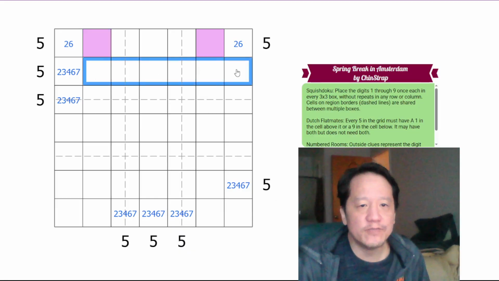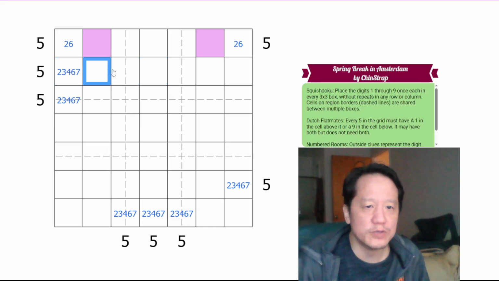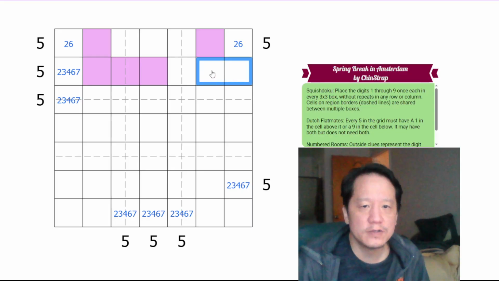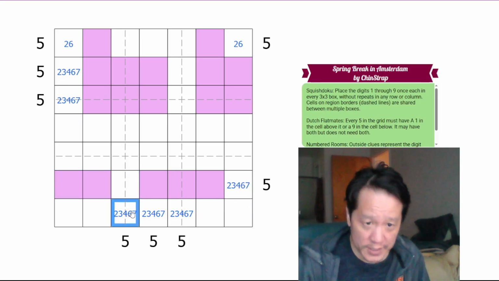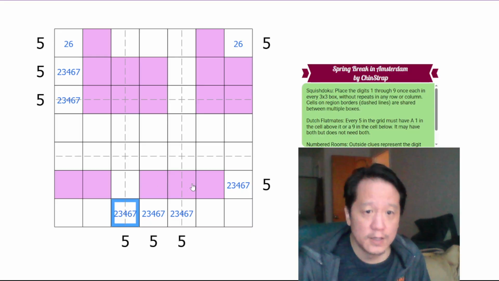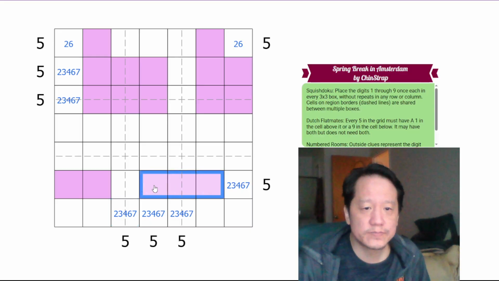Where can 5 be in row 2? It could be 2, 3, 4, 6, 7 as possibilities. Same with row 3: 2, 3, 4, 6, 7. And this is also 2, 3, 4, 6, 7 as possibilities for the 5. This can't be a 5.